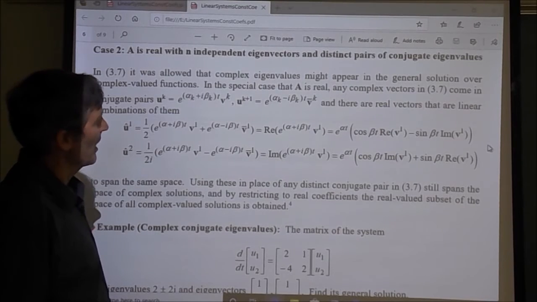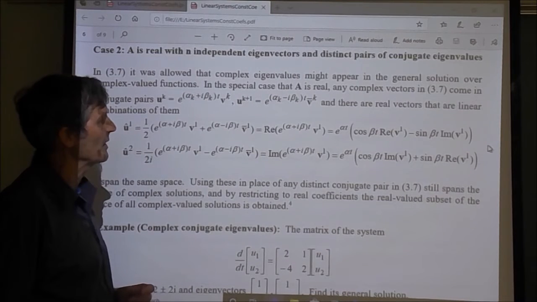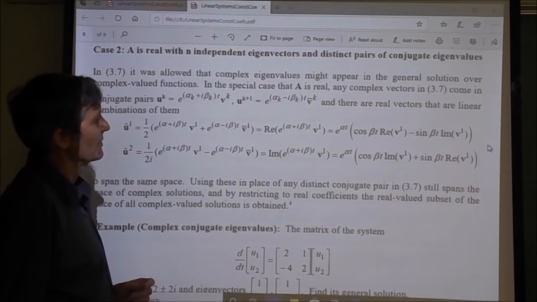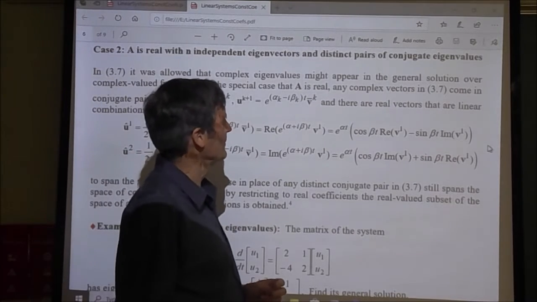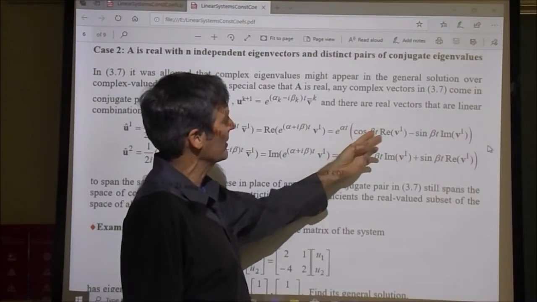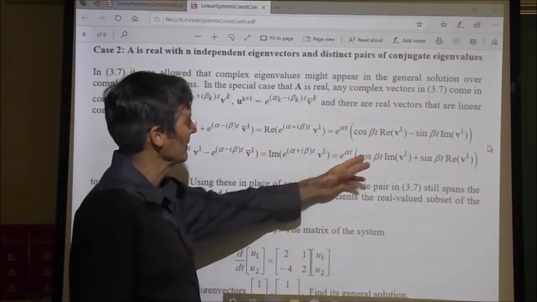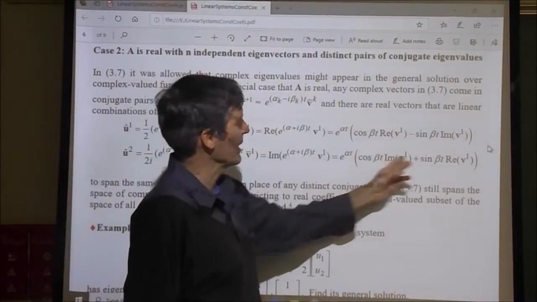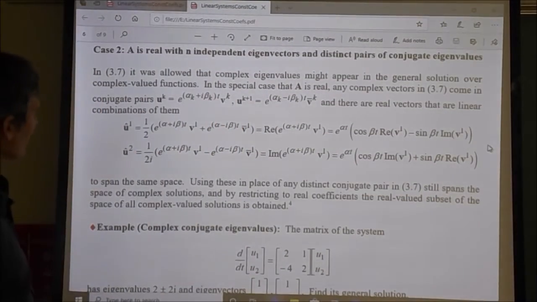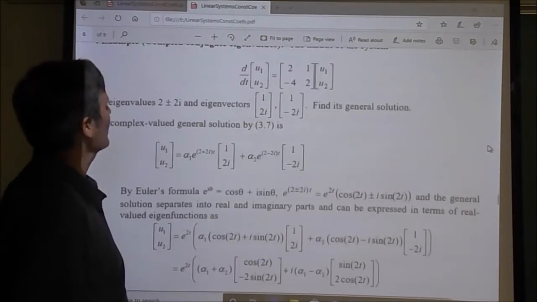And so we find out that the real part and the imaginary part of either u1 or u2 in the complex case are actually independent solutions. And so you can also write it this way, e to the alpha t cosine beta t, real part of v1 minus sine beta t, imaginary part of v1, and then same thing here with imaginary, real, and plus. But that's what you can do, is just take the real part and the imaginary part of either vector and get a solution. So let's try that here.